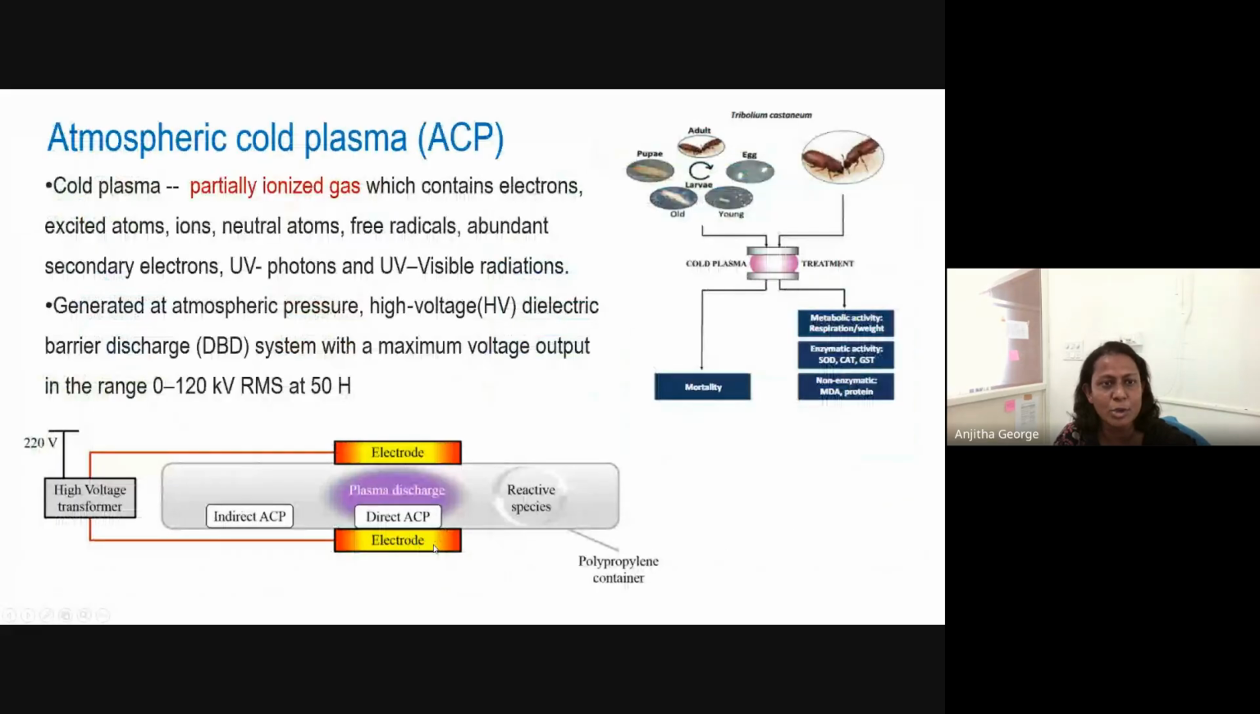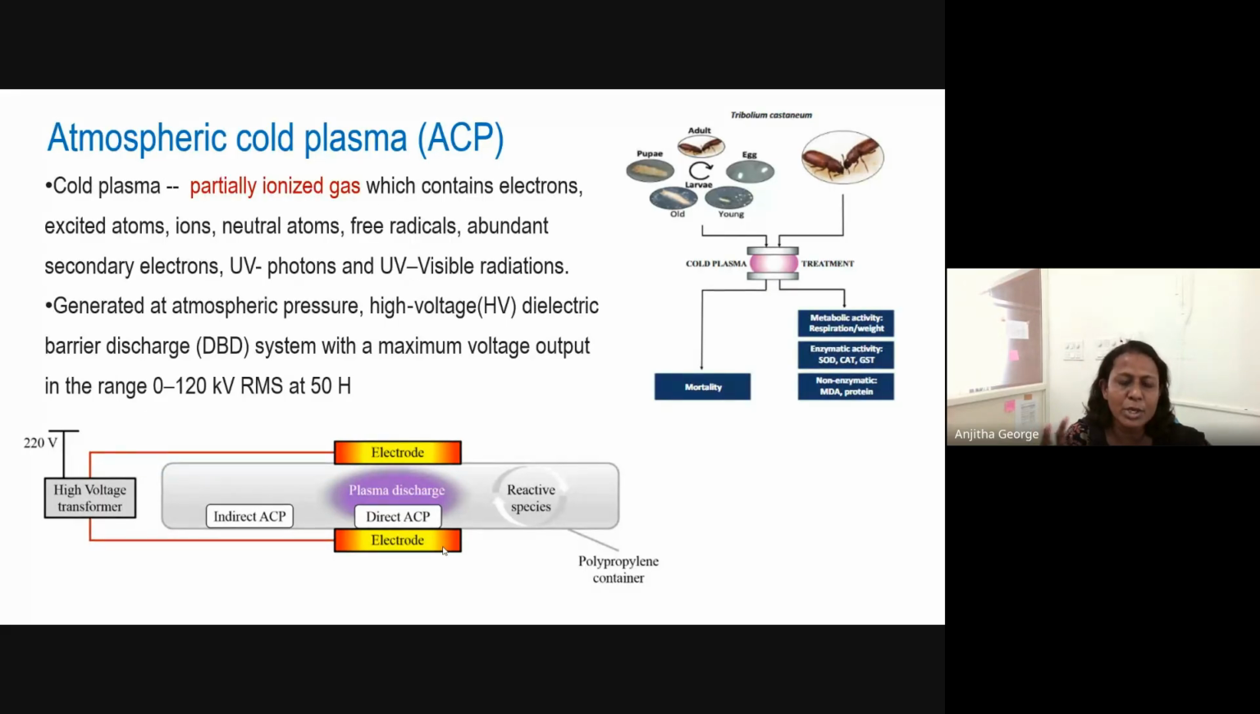So this is one area you can explore. Another one is atmospheric cold plasma. Cold plasma is nothing but an ionized gas. It will have higher concentrations of ions, electrons, reactive oxygen species and reactive nitrogen species. So it will be loaded with all these things.